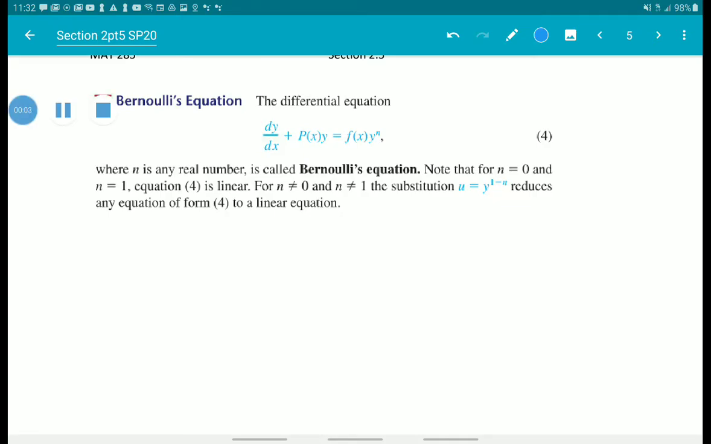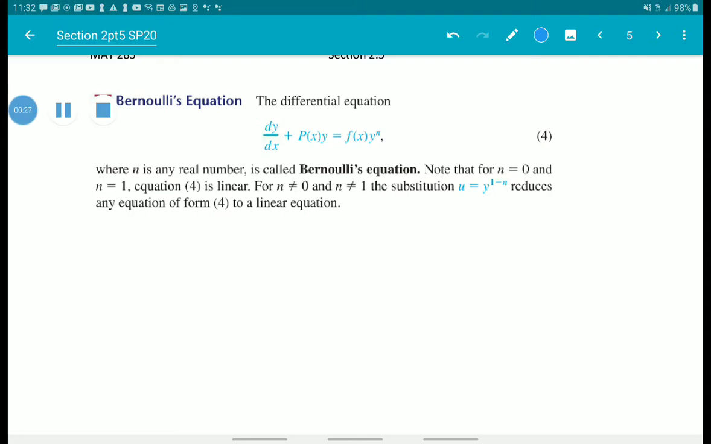So in this video, we're going to talk about other substitution methods. And the first one we're going to talk about will be Bernoulli's equations. So let's look at a differential equation that's a Bernoulli differential equation. If we have something written in this format, dy/dx + p(x)y = f(x)y^n, we call that a Bernoulli equation.